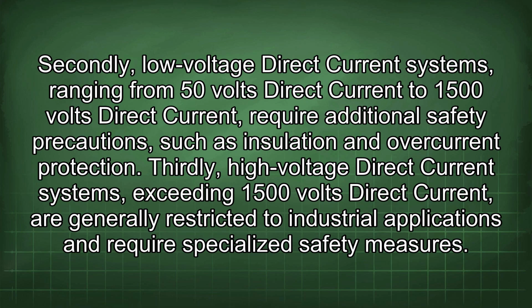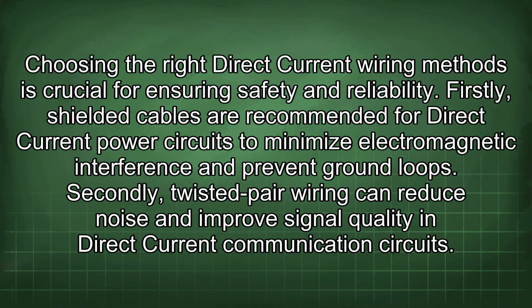Thirdly, high voltage direct current systems exceeding 1500 volts direct current are generally restricted to industrial applications and require specialized safety measures. Choosing the right direct current wiring methods is crucial for ensuring safety and reliability. Firstly, shielded cables are recommended for direct current power circuits to minimize electromagnetic interference and prevent ground loops.